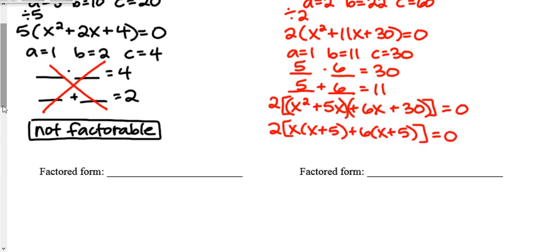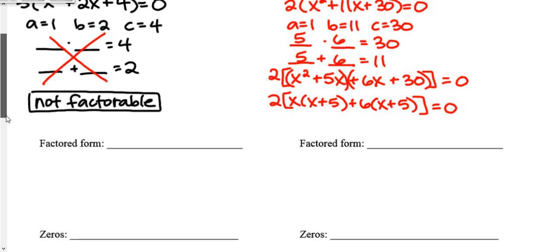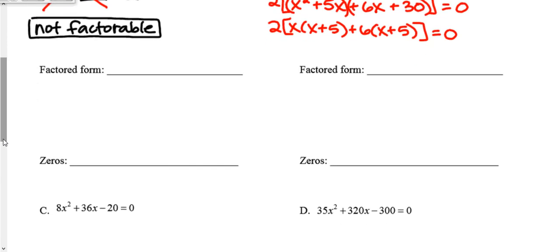And then I'm at a point where I can write the factored form because my two sets of parentheses are the same. We have x plus 5 and x plus 5. So factored form, we have a 2 out in front. One of our factors is x plus 5. The other one are your two GCFs, x plus 6. And then we go to the zeros, so you set each of your factors equal to 0.